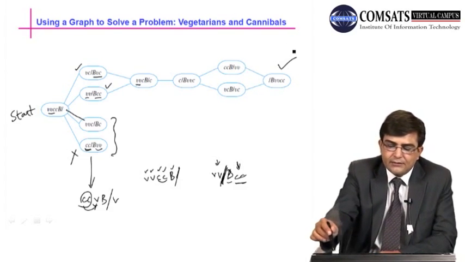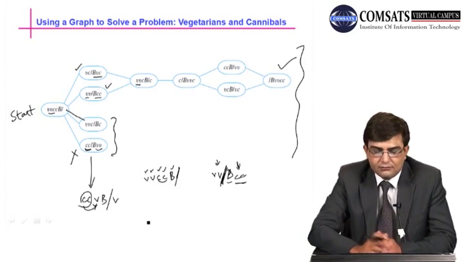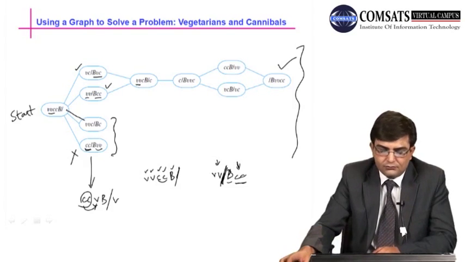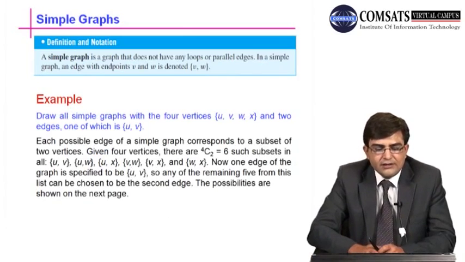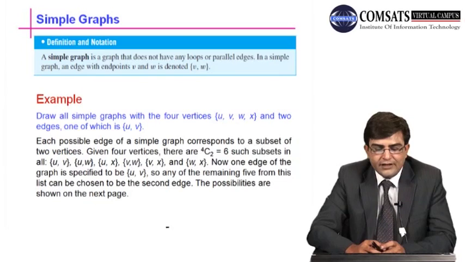So this is basically the solution of this famous puzzle of vegetarians and cannibals. We can solve it using the graph theory. Now what is the simple graph? A simple graph is a graph that doesn't have any loops or parallel edges. Means in a simple graph, an edge with endpoints v and w is denoted by this.